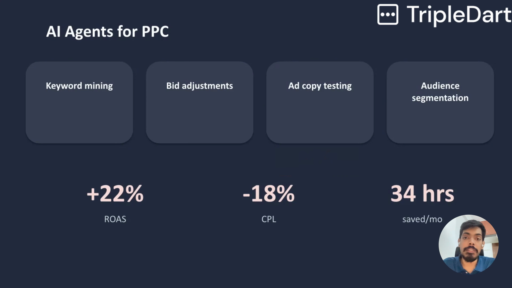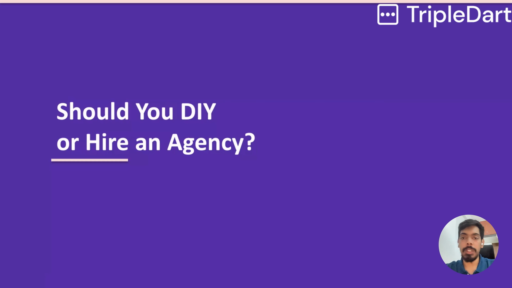And addressing the elephant in the room, AI agents. Across several accounts, deploying them for keyword mining, bid management, copy testing, and audience segmentation resulted in 22% better ROAS for us, 18% lower CPL, and about 34 hours saved per month on manual work. Now that's something.